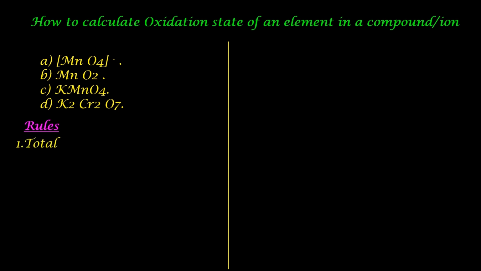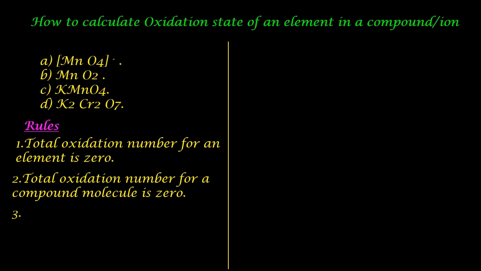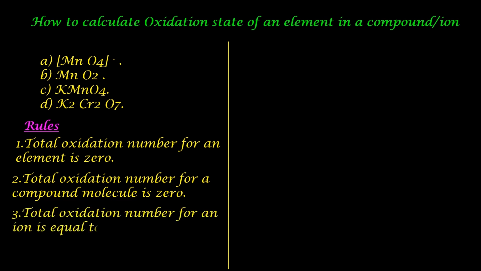First one, the oxidation state for an isolated atom of an element is considered as 0. Second one, the total oxidation state for the molecule of a compound also is considered as 0. Third one, the total oxidation state for an ion is equal to the charge on that ion. In the first three cases, we will calculate the oxidation number of manganese.